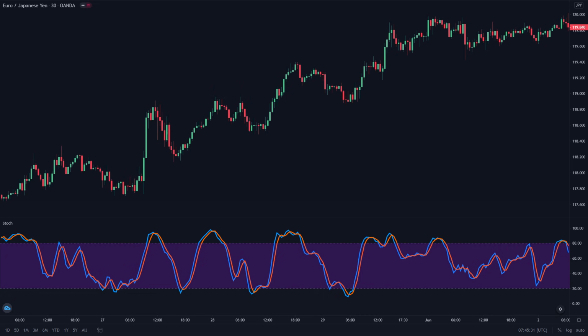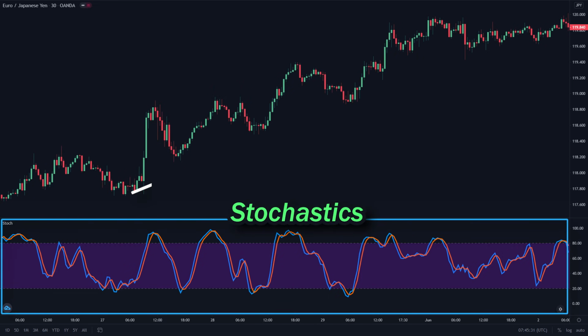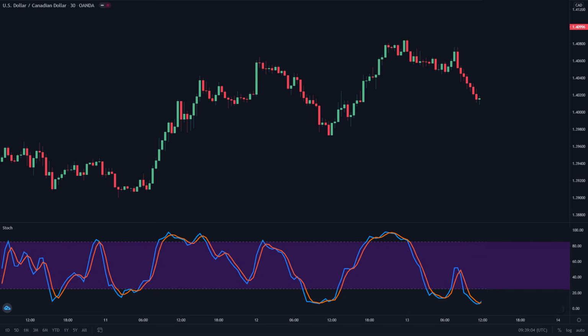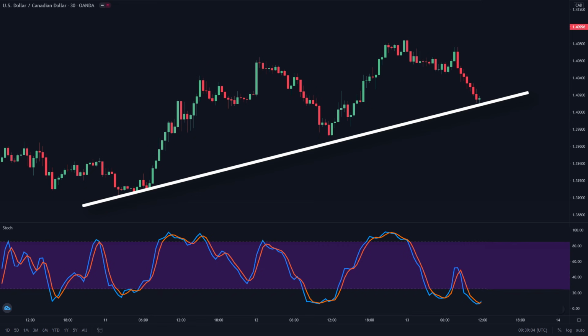Now, a similar strategy that traders often utilize is by combining the stochastics with simple support resistance and trend lines. So now, let's analyze the chart. Here, we can see that the price is on an uptrend, and so we can draw a trend line here as price has rejected this level multiple times.